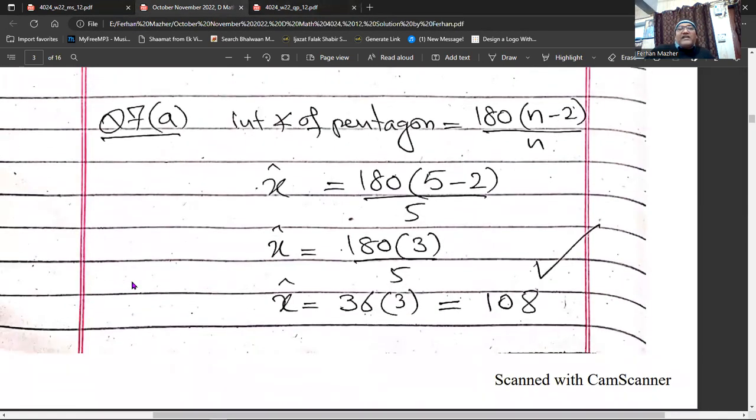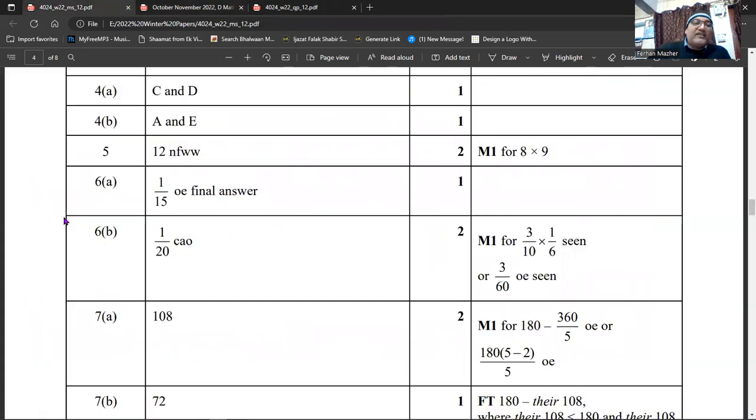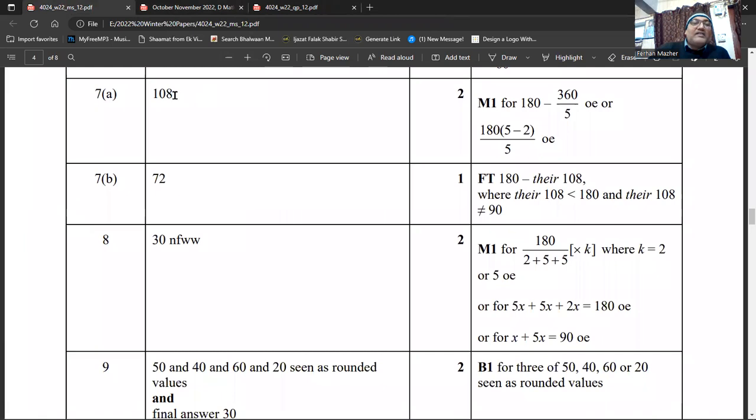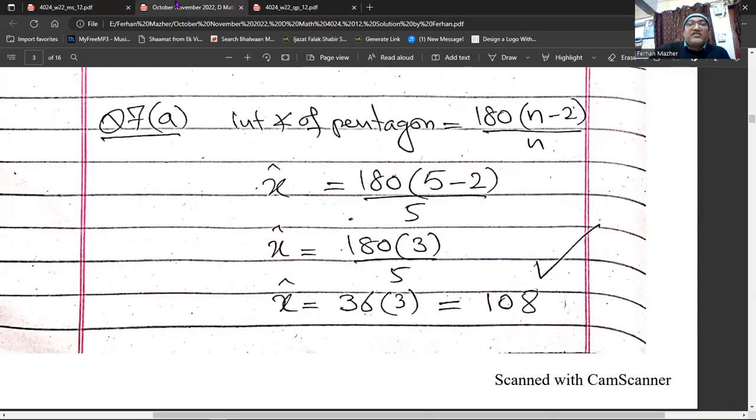We can find the internal angle of any regular figure. The formula is 180 times (n minus 2), and the whole thing divided by n, where n means the number of sides. Suppose the internal angle of the pentagon is x, so that will be 180 times (5 minus 2), divided by 5. So it will be 180 into 3 divided by 5. 180 divided by 5 is 36, and 36 multiplied by 3 is 108. So the angle x is 108. So our answer is right. This is the solution.